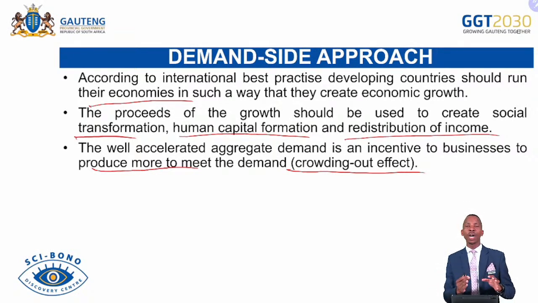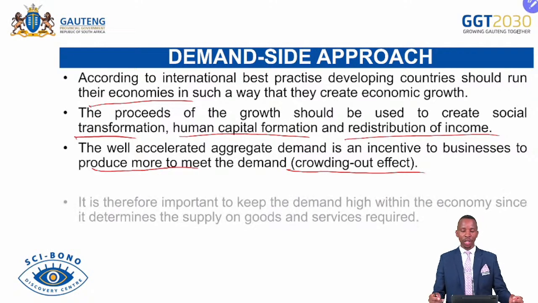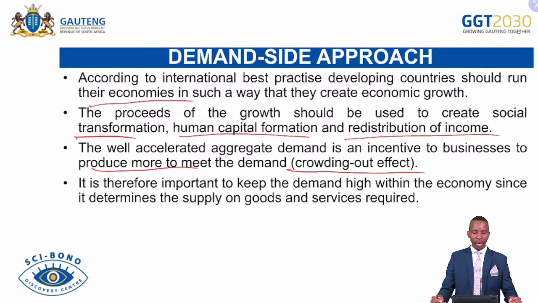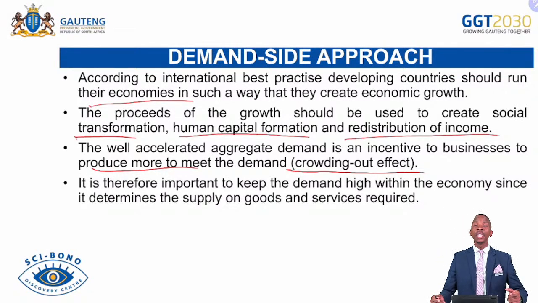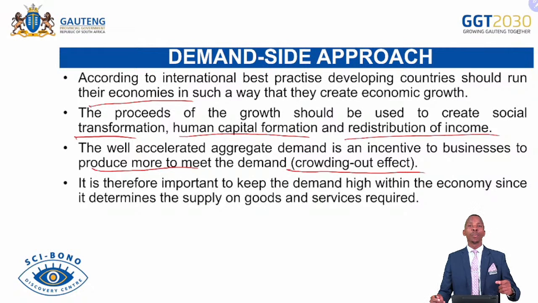So the main focus is on the demand side to improve economic growth. However, this also increases the aggregate supply in the economy. Hence, we call this a crowding out effect. It is therefore important to keep the demand very high within the economy, since it determines the supply of goods and services. If the demand is low, there will also be low supply, because producers normally supply based on the demand.